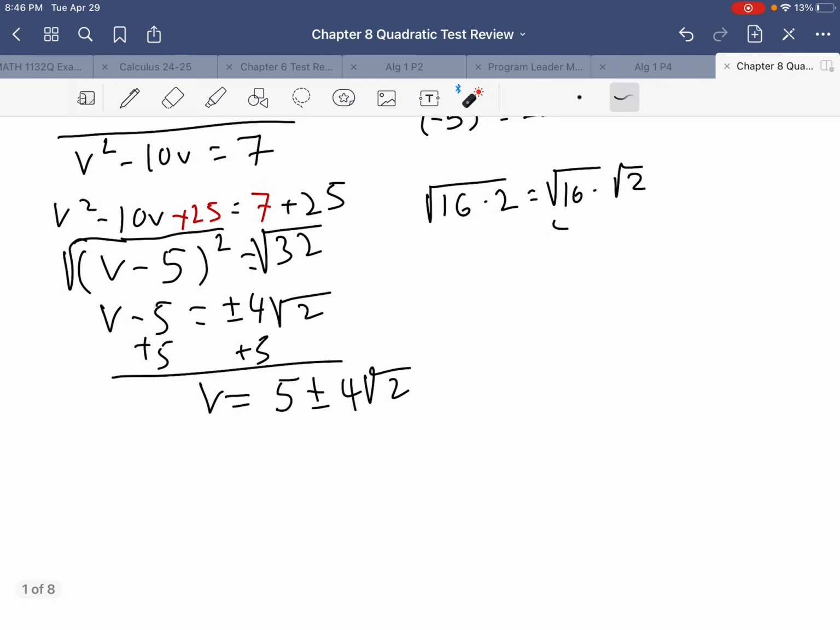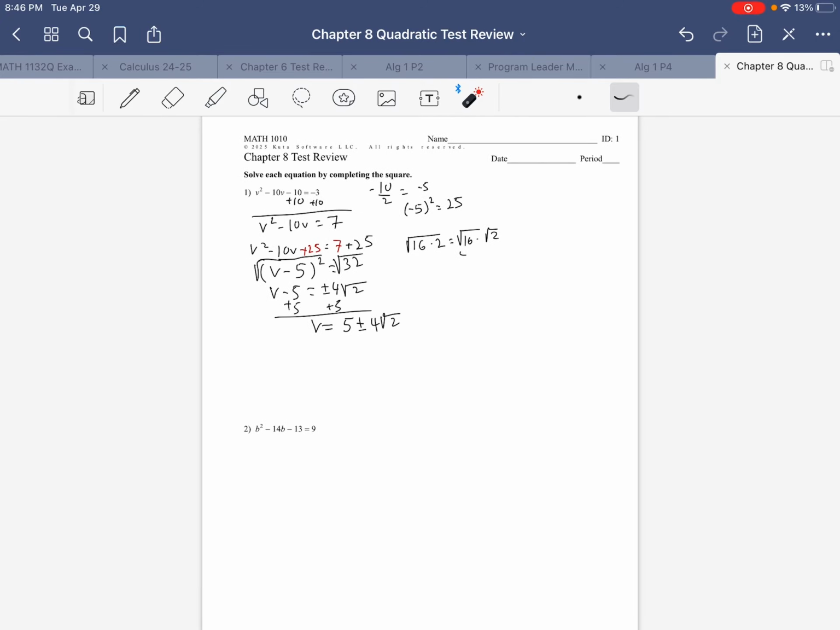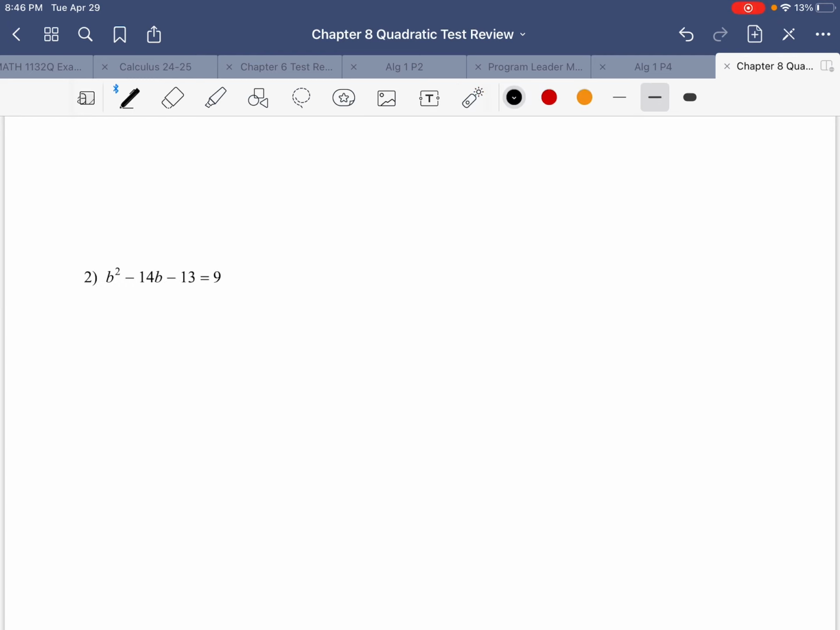And again, this is technically two answers, 5 plus 4 square root 2, and 5 minus 4 square root 2. All right, that was number 1. For number 2, I'm adding 13 to both sides of the equation. b squared minus 14b is equal to 22.